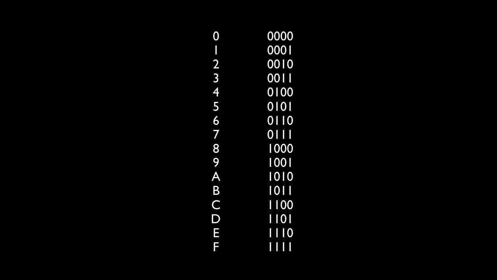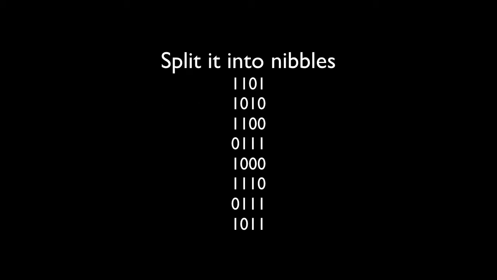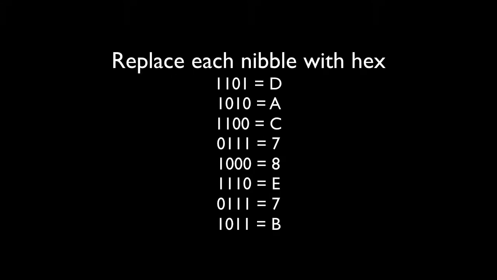But the easy way to remember it is when you have to draw the table, do that alternating thing. So here's what we do. Given a very long binary number, and that one, by the way, is not very long. That's a relatively short one right there. Given a long binary number, it is much easier to split this number into nibbles. So here I've split them into nibbles.